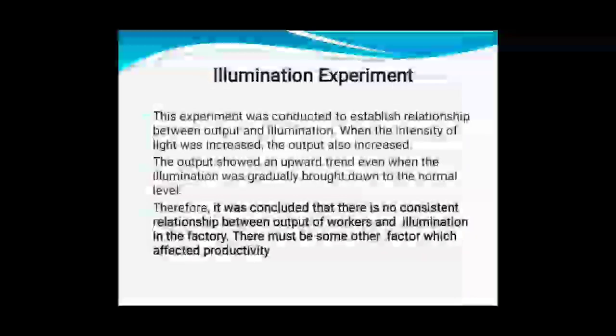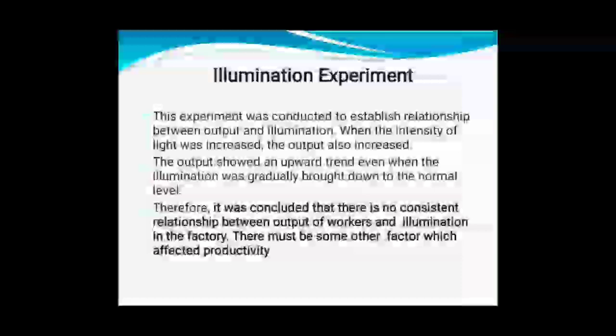The first one is the illumination experiment. Hawthorne said that this experiment was conducted to establish the relationship between output and illumination. When the intensity of the light was increased, the output also increased in the factory where the workers were working. The output showed an upward trend even when the illumination was gradually brought down to the normal level. Therefore, it was concluded that there is no consistent relationship between the output of the workers and illumination in the factory. There must be some other factor which affected the productivity.